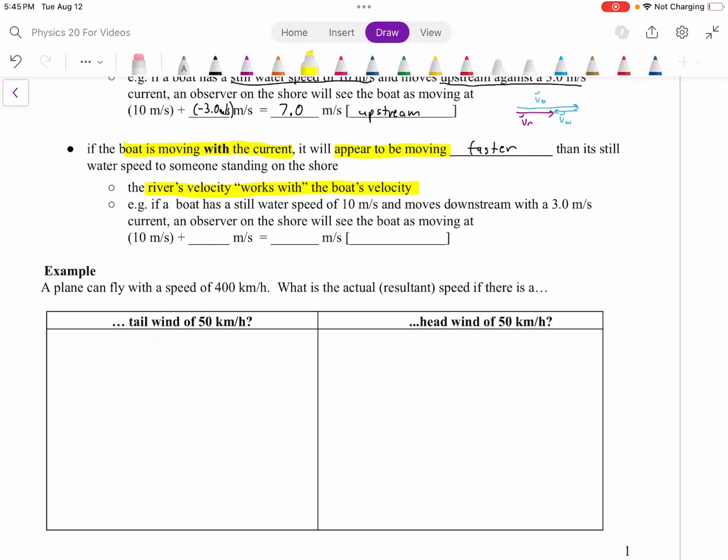So for example, if a boat has a still water speed of 10 meters per second and it moves downstream, so now in the same direction as the current with a 3 meter per second current, well, now those are in the same direction. So same sign, positive 10 meters per second for the boat plus positive 3 meters per second for the current will show us that for us standing on that shore, that boat overall is going to be moving away from us at 13 meters per second or towards us, depending on where we're standing. Okay, so 13 meters per second, downstream now.